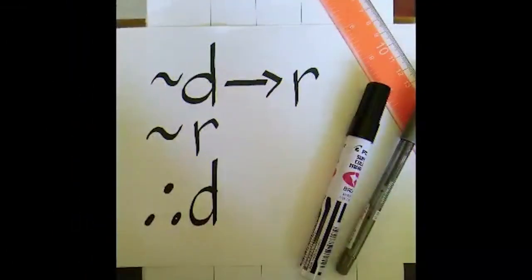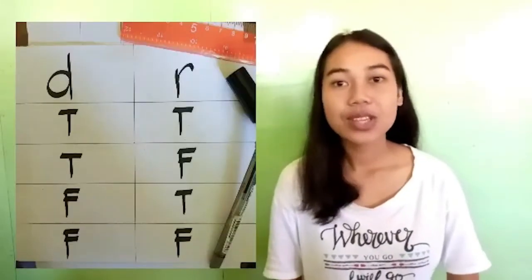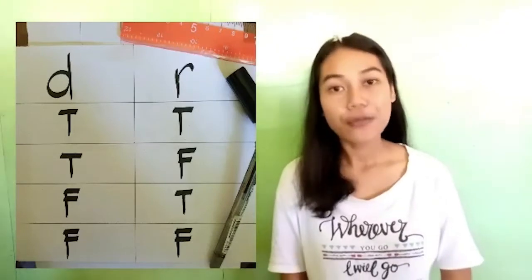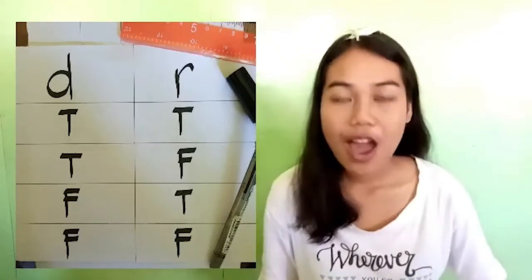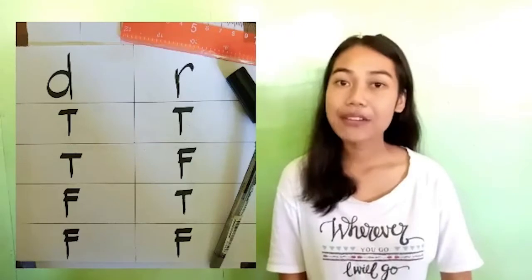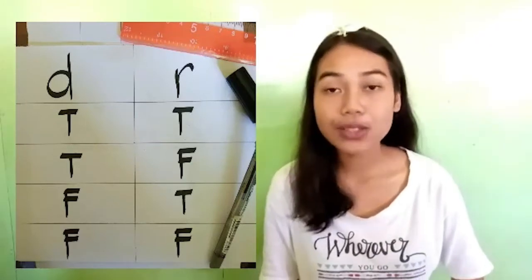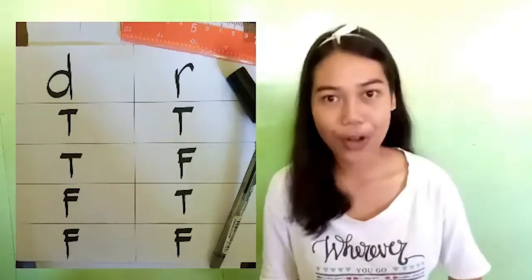And the symbolical form of my argument looks like this. Okay, so now let's check if our argument is valid or invalid. Let's start with D. D is true, true, false, and false. For our R, we have true, false, true, and false.